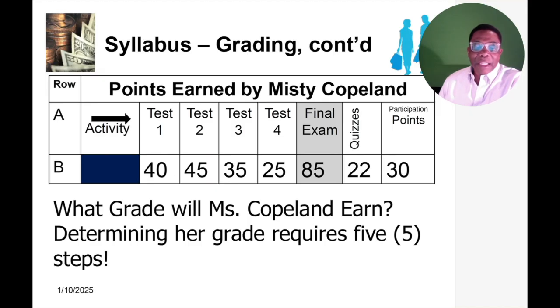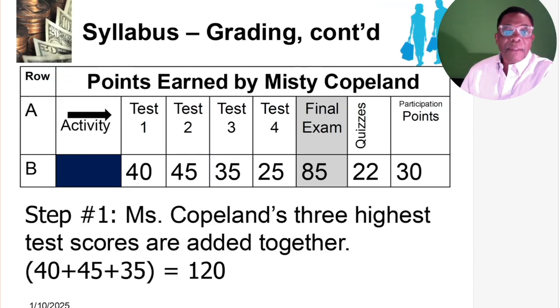The process for determining a grade for a student requires 5 steps. I'll walk you through those steps now. Step 1, we add up Misty Copeland's 3 highest test scores. Misty earned a 40 out of 50 for test 1, a 45 out of 50 for test 2, a 35 out of 50 for test 3, and 25 out of 50 for test 4.